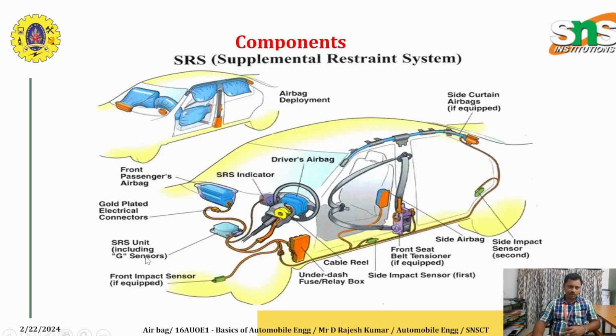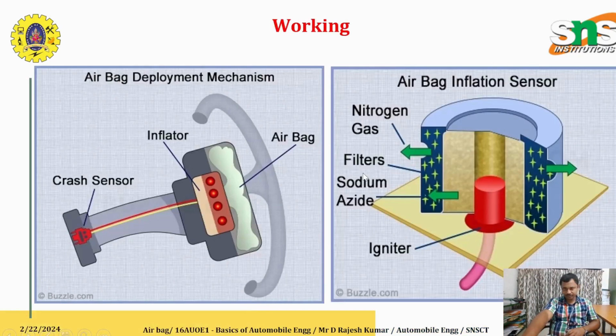So this is a G sensor that is used here, the impact sensor. Airbags: front airbag, side airbag, knee airbag. There is a relay box in the airbag unit, the side impact sensor, the side curtain airbag. So these are the different components of the airbag.